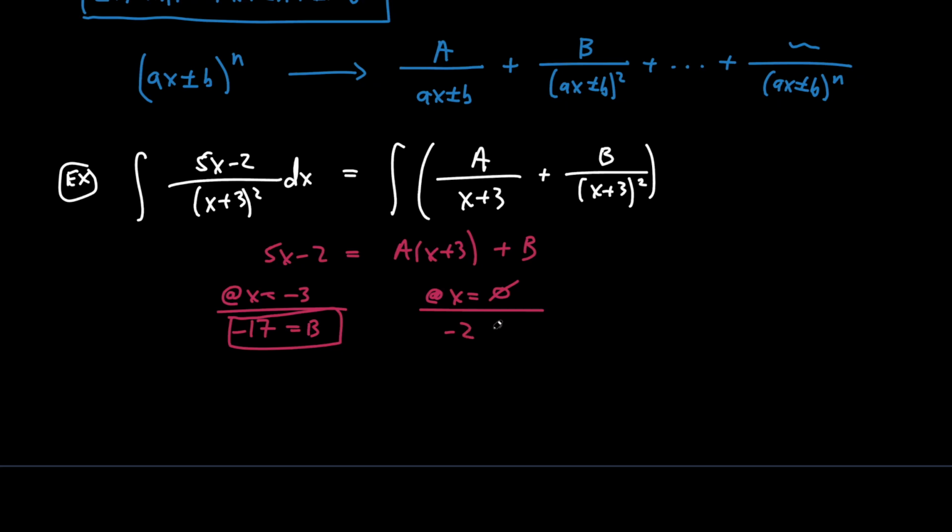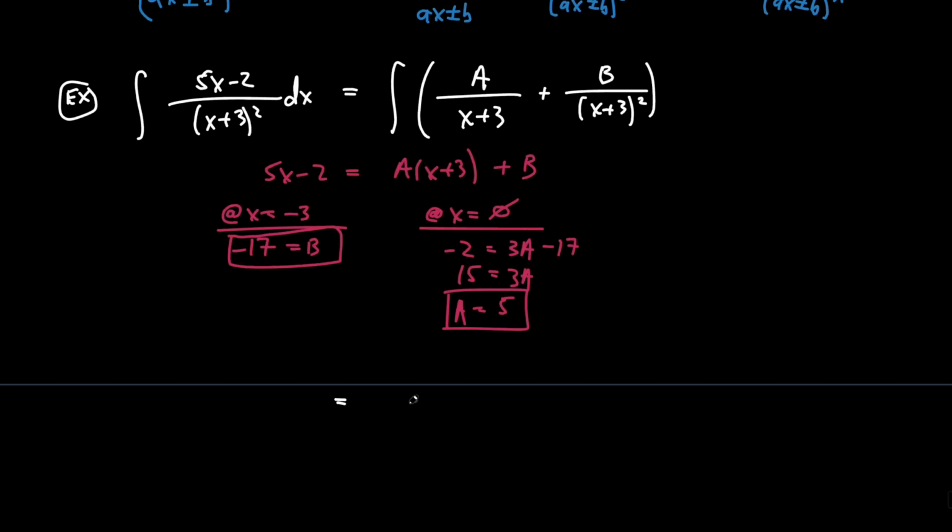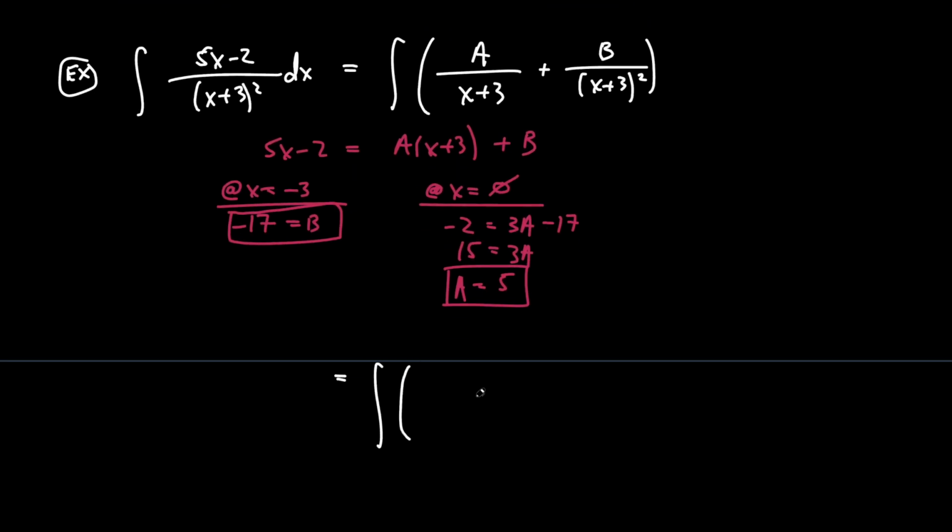Left-hand side is -2. The right-hand side becomes 3a, and then b was, of course, -17. So we just plugged it in, right? Now we can still solve for a, right? There's only one unknown. We go ahead and find that 3a, if I add the 17 over, is equal to 15. Therefore, a would be 15 over 3, which is 5. Great. So now I've gone ahead and found my a and my b value. What I'll do is rewrite our integral with these constant coefficients plugged in. So 5 over x plus 3 minus 17 over x plus 3 squared.